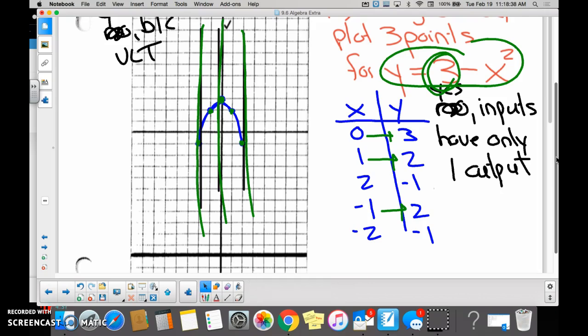And a lot of you for your cheat sheet said functions don't necessarily have to be a straight line. Questions, comments?